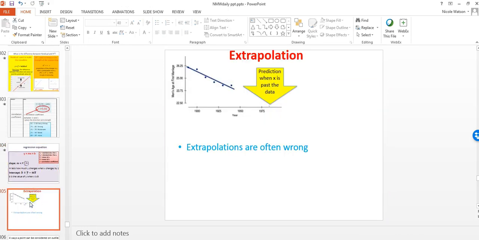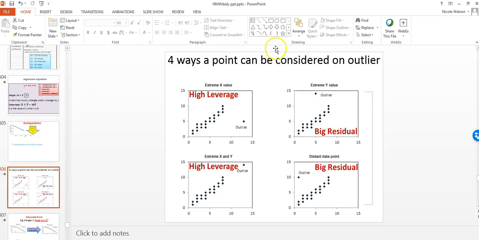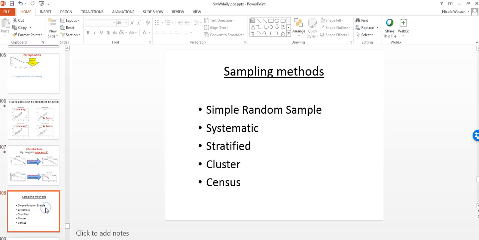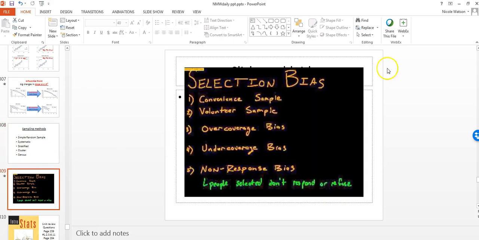Extrapolations are often wrong. Make sure you know that information. There are 4 ways a point can be considered an outlier. We did this last class. You really need to make sure you know about influential points. That's really what we're going to talk about with outliers, whether it's an influential point or not, and if it's changing that. We just talked about selection bias. Make sure you know that information there. We put this on our notes. If you didn't get it, ask a partner.